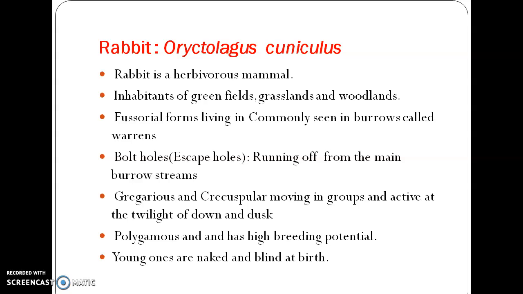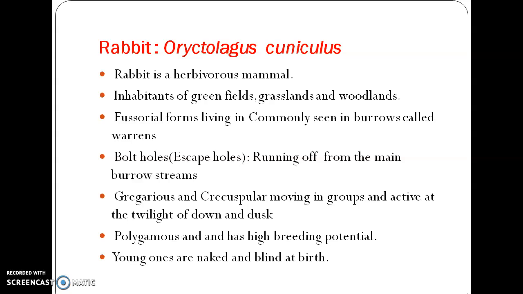Then what about their nature? They are fossorial. Fossorial means they are generally seen in burrows, and these burrows are commonly called warrens. Within these burrows, we can see certain escape holes or bolt holes. The peculiarity of these escape holes is that they help the animal run off from the main burrow when a predator comes to eat it.